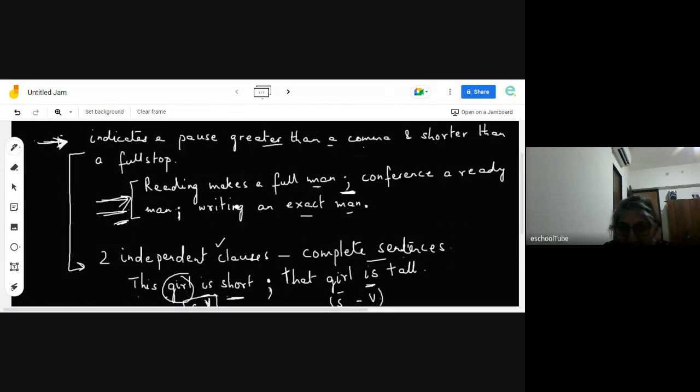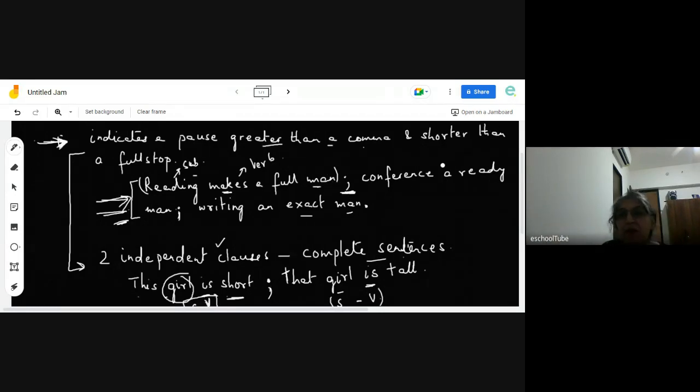Okay. So what makes a full man? Makes is the verb here. What makes, the subject, is reading. So we are combining this along with the subject and verb. Reading makes a full man makes complete sense. So full sentence, independent clause.